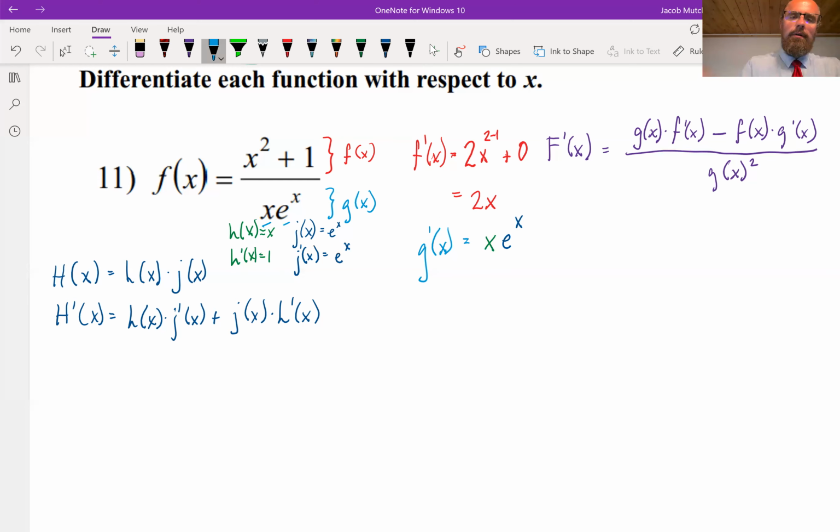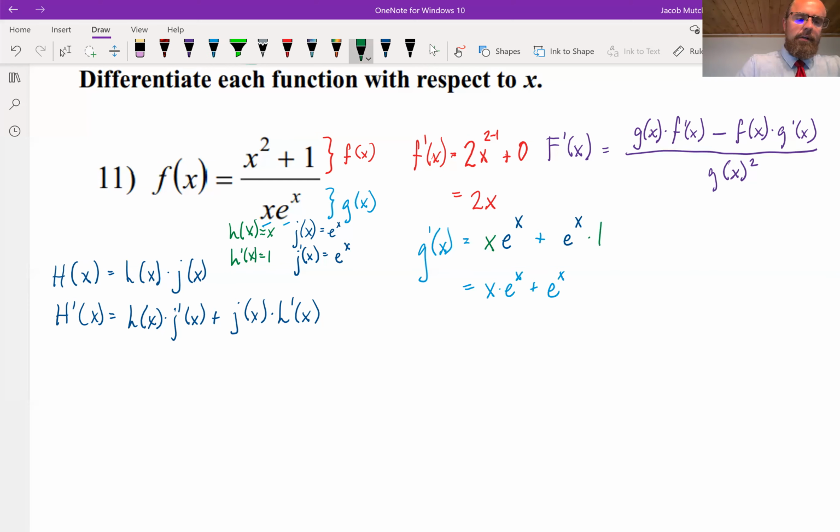plus the original function j of x, which is e to the power of x, times the derivative of h of x, which is 1. So the derivative of g of x will look like x times e to the power of x plus e to the power of x. So we did have to take a side step there because one of my functions, the one in the denominator, was itself a product. Well, let's put the parts together.